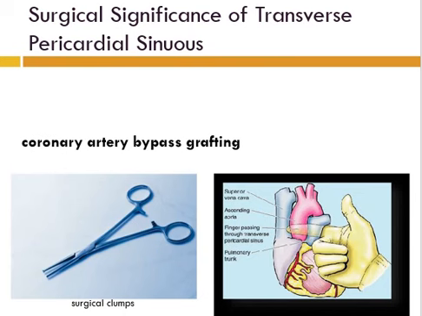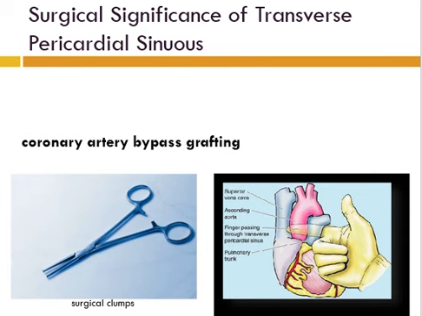And here is the surgical significance of the transverse pericardial sinus also. It is especially important for cardiac surgeons. After the pericardial sac is opened anteriorly, a finger can be passed, as you can see in this picture, through the transverse pericardial sinus posterior to the ascending aorta and pulmonary trunk. Here in this picture you can see clearly.